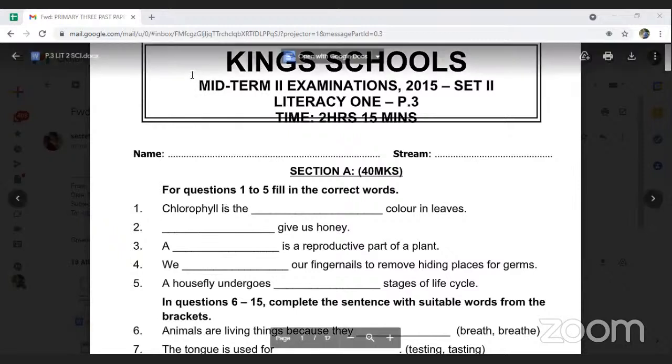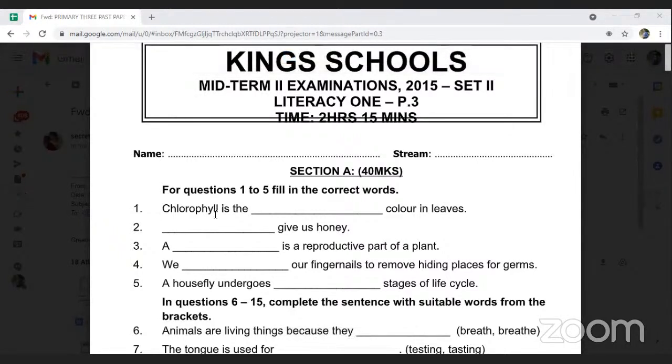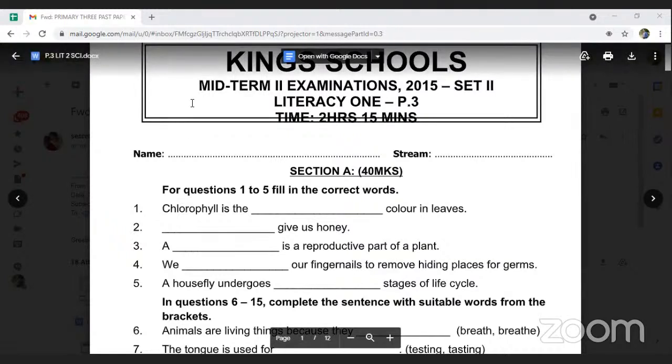So I want to start with Asante. You're going to read for us this first question. From question 1 to 5, we are just going to fill in the correct words. So I want Asante to read for us number 1 as we continue. Yes, Asante?